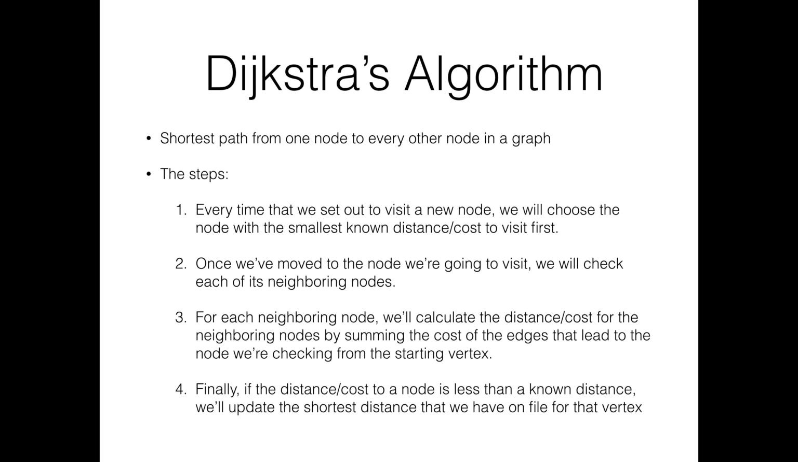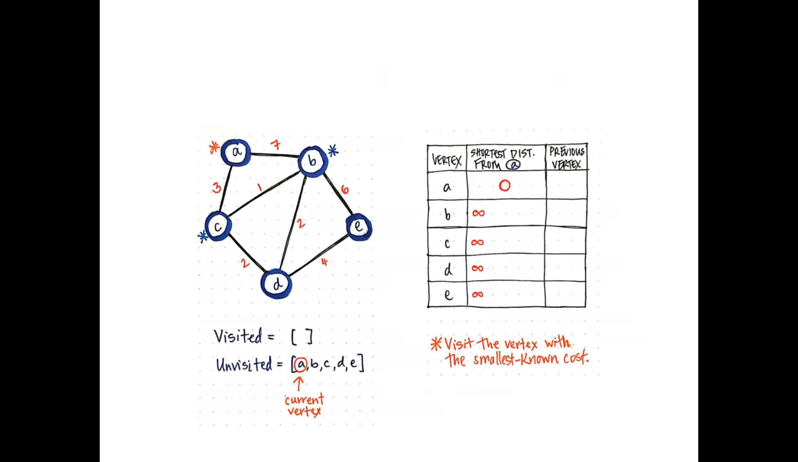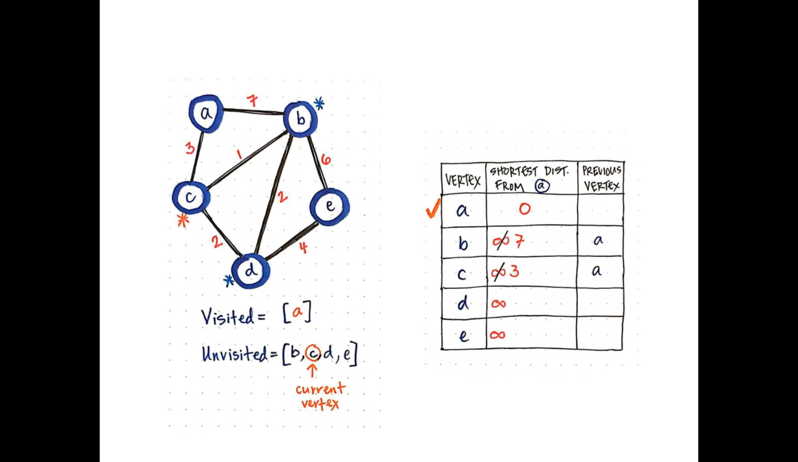It's hard to explain in text, so I thought I'd go through it step by step in pictures. Here we're starting with the node A, and then we're finding the shortest path to all the rest of the vertices in the graph, right? So the visited array is currently empty. The unvisited array has everything in it, but because A has a value of zero, we start with that, right?